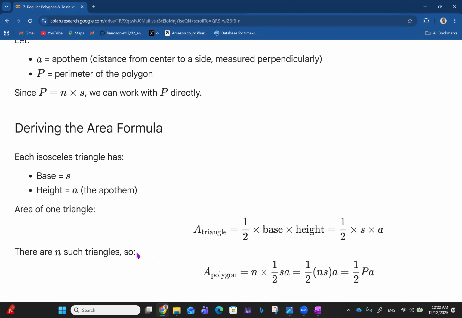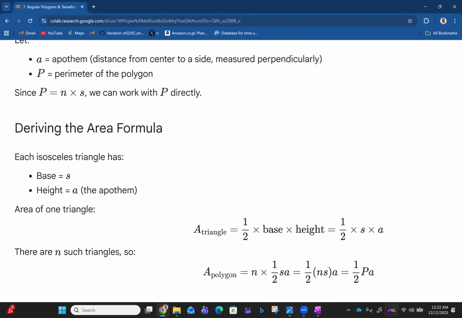Then there are n such triangles. Because there are n such triangles, the area of the polygon will be the summation of the areas of all the triangles. So that's n times half times SA, which gives half NS times A. And NS is the perimeter of the polygon, interestingly, the number of sides times the side length. So the area of the polygon is simply half times the perimeter of the polygon, times the apothem.